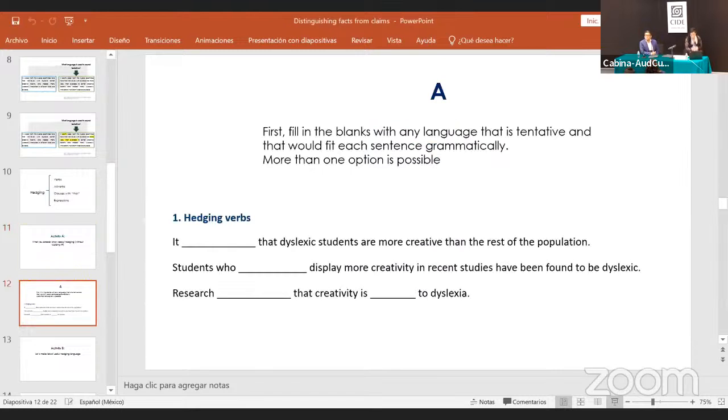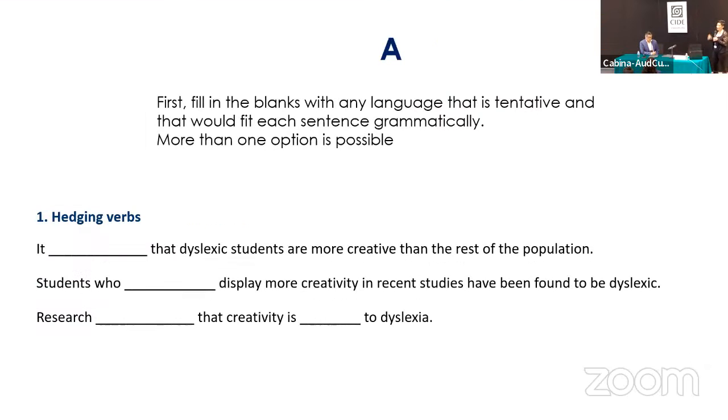Right, so the exercise I'm going to give you has phrases, sentences with these categories, okay? This one, for example, is hedging verbs. And what I'm going to ask you to do, I'll give you this copy, is together, the three of you, to try to complete the sentence with any language you think will fit. Let's try the first one together. It's the same topic of dyslexia. It blank that dyslexic students are more creative than the rest of the population.